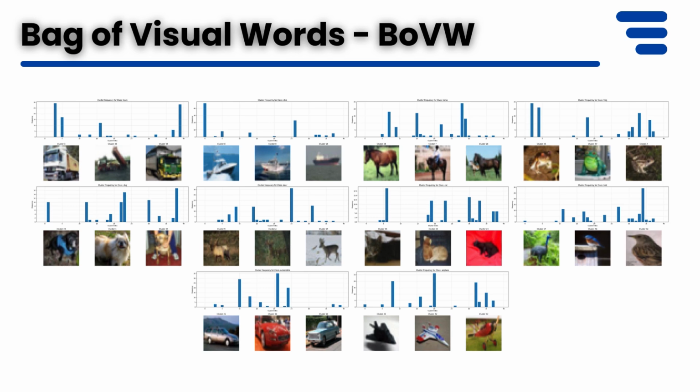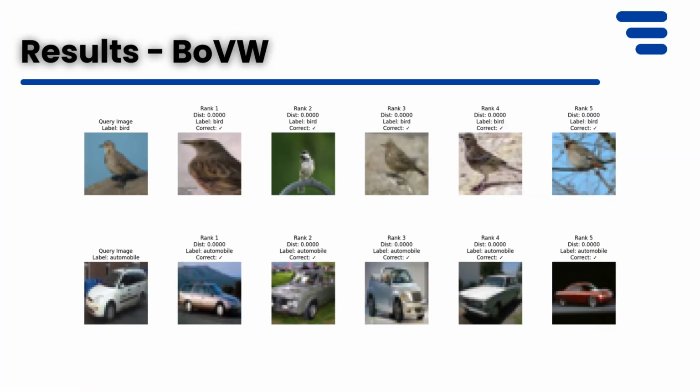Bag of visual words effectively transforms images into feature vectors, which we then use for similarity matching. Here are the results of bag of visual words. We can see that we have two query images, one is a bird, and we can also see that the percentage pixel similarity decreases as we increase our rank.